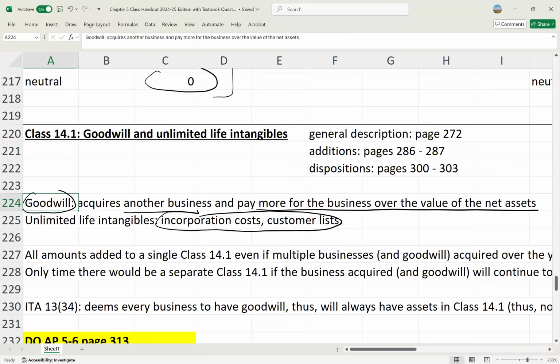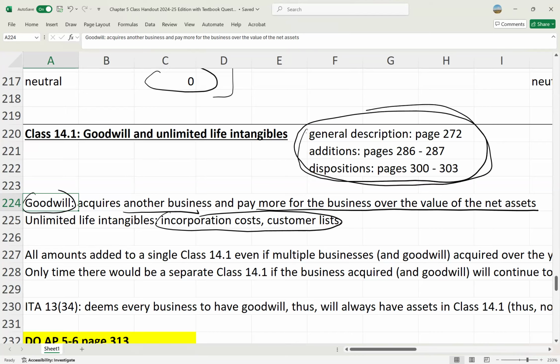Now, I made some notes here about where this is talked about in your textbook. They kind of just chop it up into different areas of the textbook. So I put these page references here. That way, if you're wanting to read up on goodwill and class 14.1, you can just go through these pages and read them continuously rather than have it all chopped up, which may not be as easy to remember.